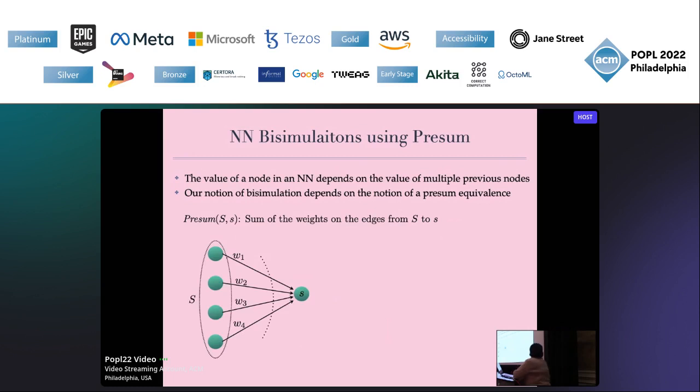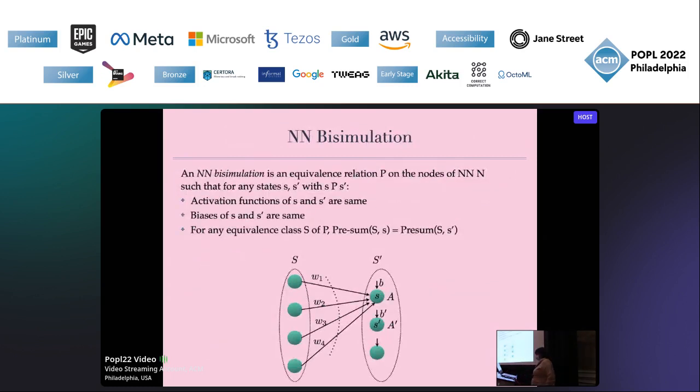So here is the graphical representation. The way I read it is, presum of the node s with respect to the set of nodes capital S is the sum of all the weights on the incoming edges from capital S to the small s. Right? So in this case, presum of s comma S is W1 plus W2 plus W3 plus W4. All right. So once we have this notion of presum, we can now define the notion of bisimulation.